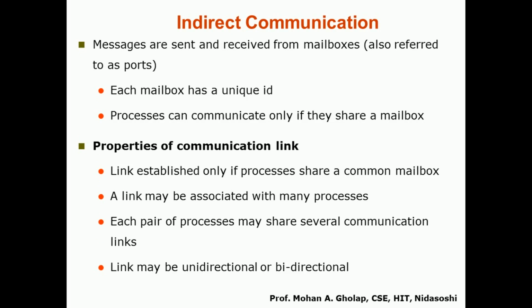In indirect communication, there will not be any direct communication between the two processes as we saw in the direct communication approach. Okay. So here in indirect communication, what happens? We have something called a mailbox. Through this mailbox, the two processes will be communicating with each other. The messages are sent and received from the mailboxes. These are also referred to as ports. Each mailbox has a unique ID, and processes can communicate only if they share a mailbox.